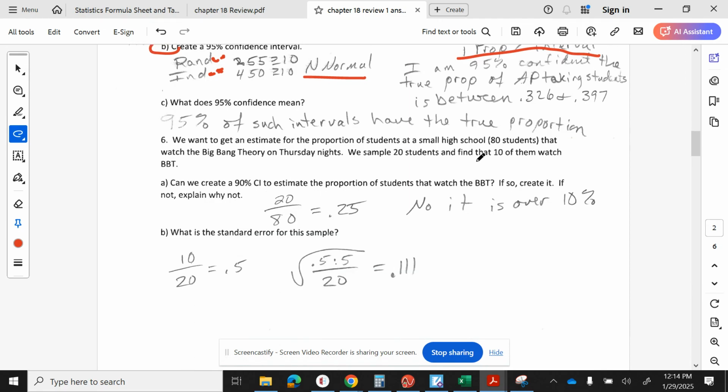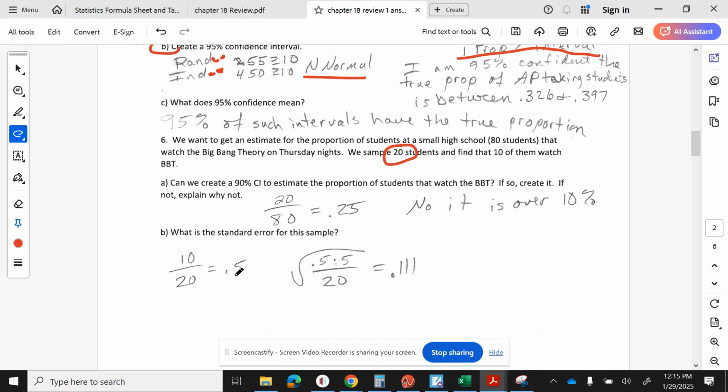Okay, number 6. We want to estimate there's 80 students at a small high school. We sampled 20 of them. Here's the problem. Can we create a 90% confidence interval? The answer is no. If you sample 20 out of the 80, you're sampling 25% of the population. You're sampling over 10%, you're going to affect independence. Now, I may or may not ask this on the test, but you can't sample over 10% of the population.